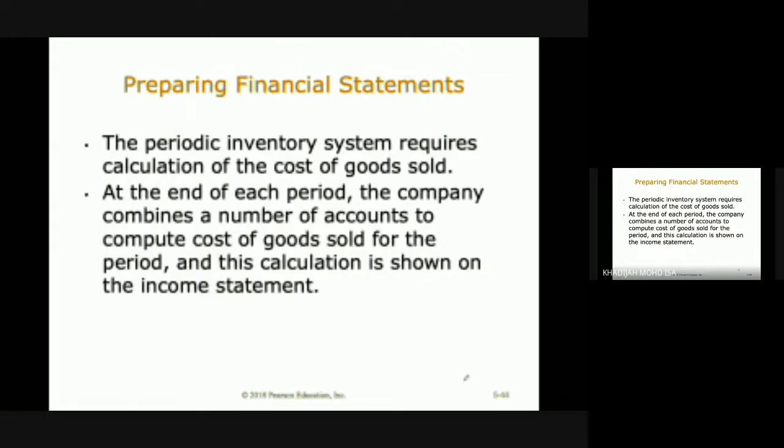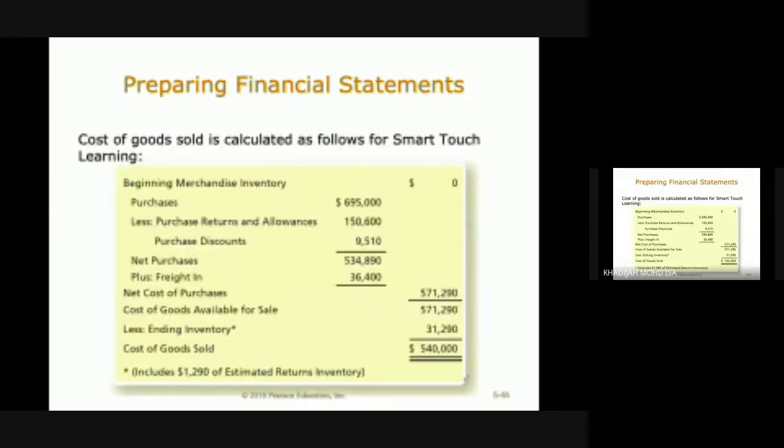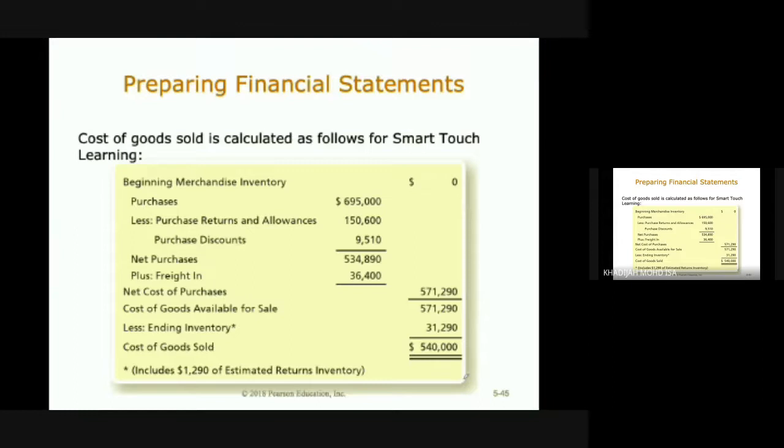The periodic inventory system requires calculation of the cost of goods sold. At the end, the company combines a number of accounts to compute cost of goods sold for the period and shows it in the income statement. We do have the purchase returns and allowance, purchase discount, but I do not cover that. Whenever there's a freight in, that will also be part of the purchases. Cost of goods sold is goods available for sale minus inventory.